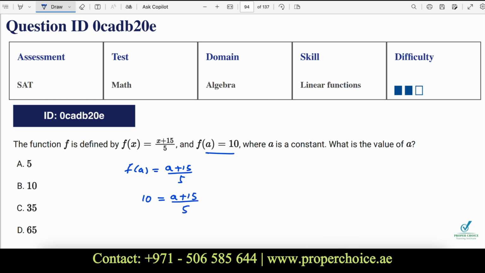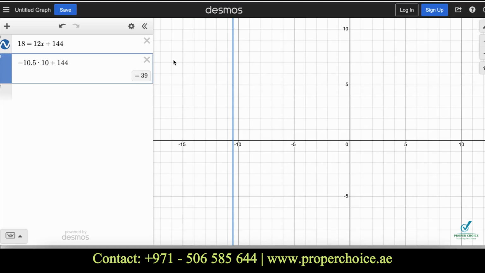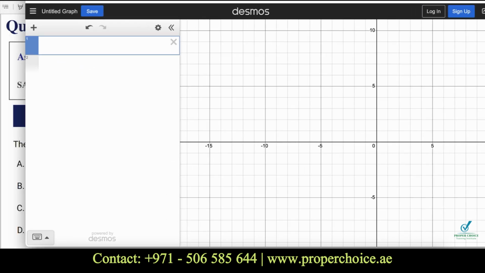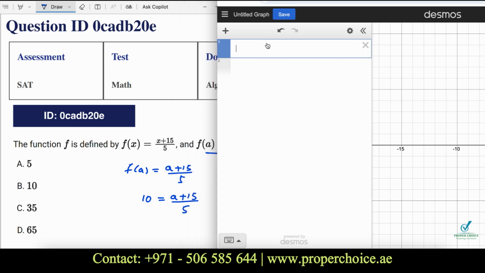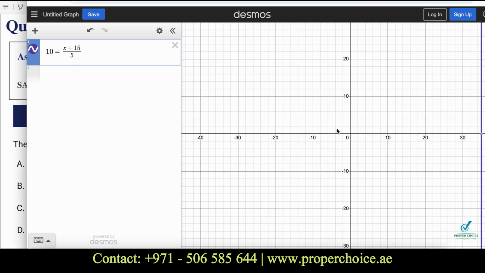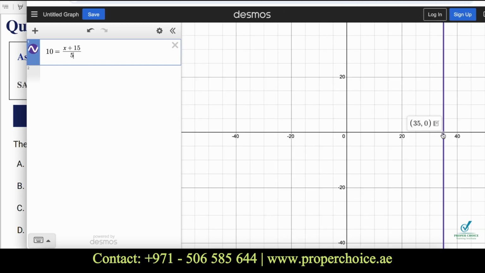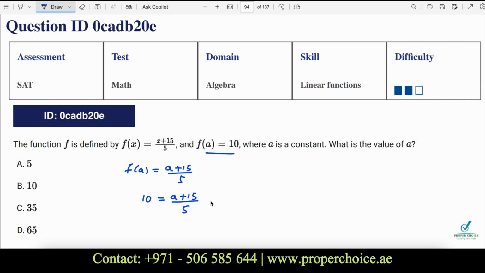You can simply use Desmos, or you can do the cross multiplication and solve. So let me type it out the way it has been given. I am getting 10 equals a division. In place of a, we have to type x plus 15 divided by 5. So what I am going to get gives me the value of x in terms of the graph. What I am getting here is 35 comma 0, meaning the first value is the value of x. So here I am getting the value of a is equal to 35. So that matches with option C.